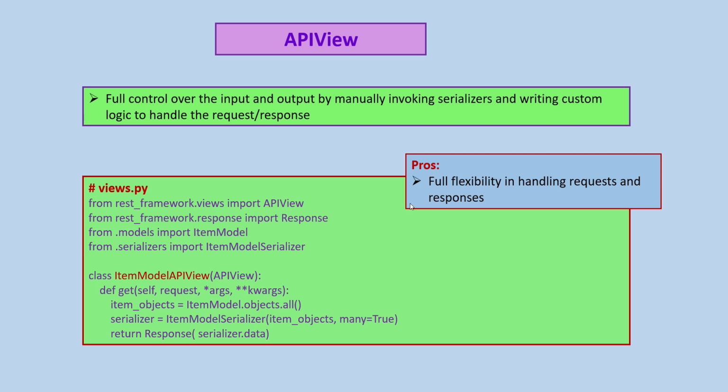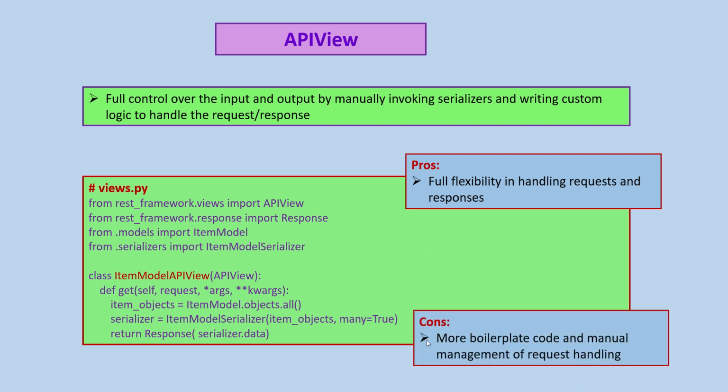When we want full control over data and how data is processed, like formatting it into JSON and other formats, at that time we can use this APIView option. Now what are the pros? Full flexibility in handling requests and responses. And what are the disadvantages? More boilerplate code and manual management of request handling. So these are some pros and cons of APIView. In short, we can use it when we want full control over input output processing. In that case we can go for APIView.